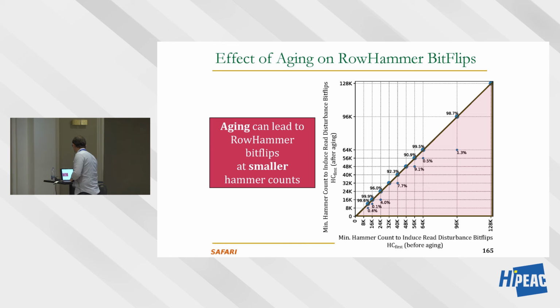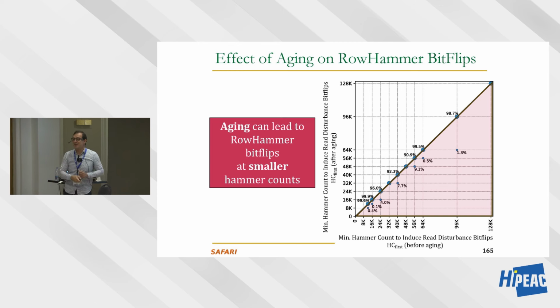You can read the paper for more. And normally, if Rowhammer vulnerability doesn't change with aging, the minimum hammer count to induce read disturbance or Rowhammer bit flips before aging and after aging should be equal. We should be on the x equals y curve, right? But we see that after aging, a small fraction of cells have much worse vulnerability.